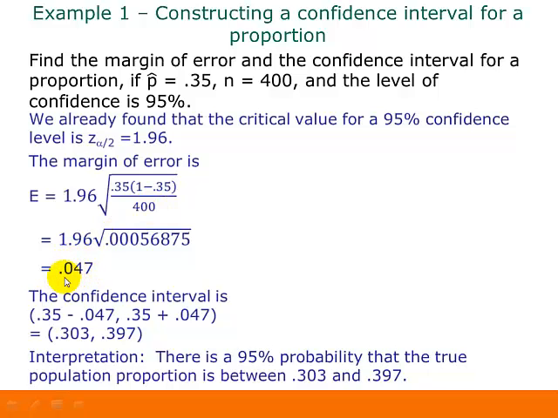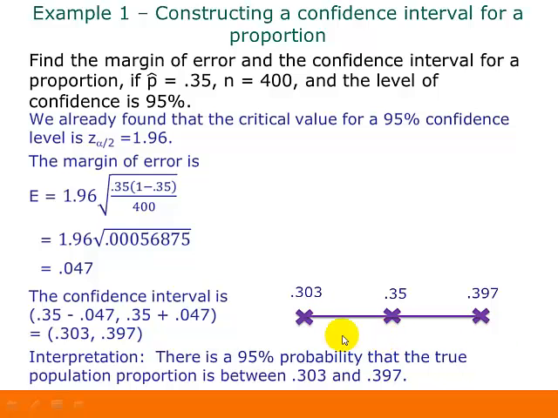So if we calculate that out, that turns out to be 0.047. So for our confidence interval, we're going to take our p hat, which was 0.35, minus 0.047 to get our lower limit. To get our upper limit, we take 0.35 plus 0.047. So our confidence interval goes from 0.303 to 0.397. The interpretation of this confidence interval is that there's a 95% probability, or we can say we're 95% confident, that the true population proportion is between 0.303 and 0.397.